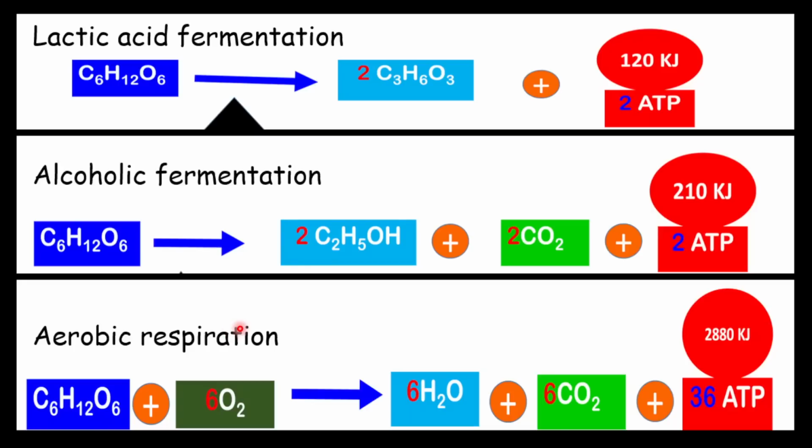Now you have aerobic respiration that we need to know by heart, and that produces 2,880 kilojoules of energy. All right, and you notice the value of ATP respectively. In anaerobic respiration, you only get like 2 ATP, but a total of 36 ATP from aerobic respiration. So you get much more energy.